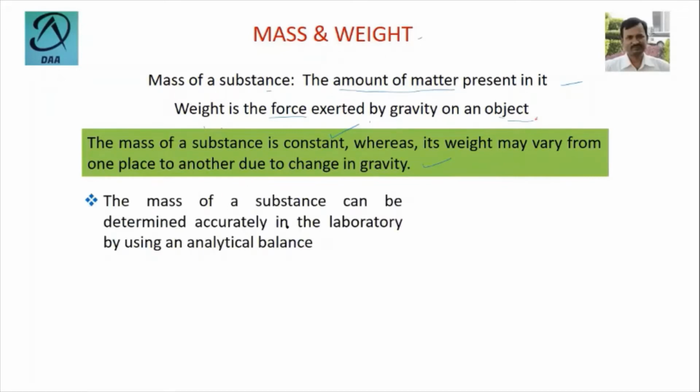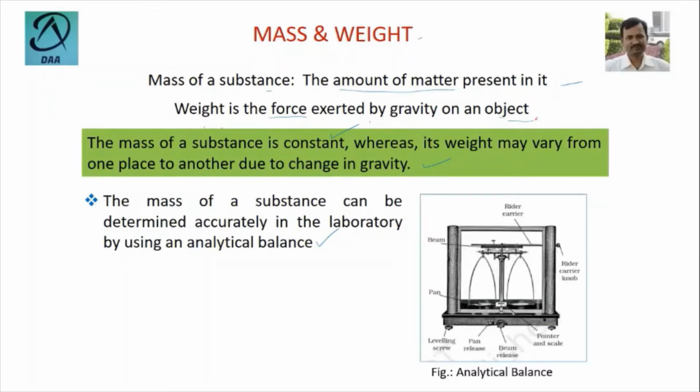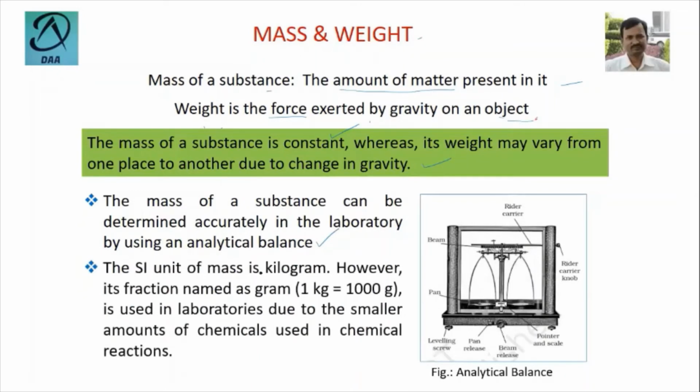The mass of a substance can be determined accurately in the laboratory using the analytical balance. You can see the balance here. It is called the analytical balance, and this is the pan, pointer, scale, beam, etc. With this we can measure the mass of a substance. The SI unit of mass, as we already discussed in the previous class, is the kilogram, and its fraction is the gram. That means 1 kg is equal to 1000 gram, and the gram is used in the laboratory to measure small amounts of chemicals.